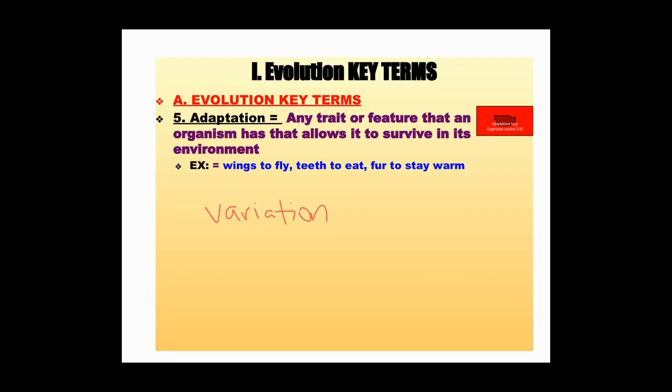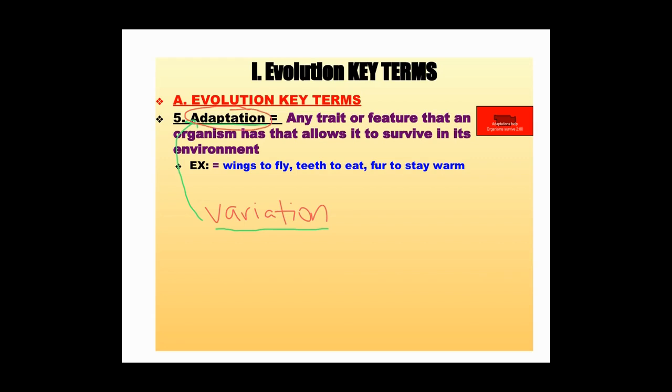Okay, so a very important term in evolution is the term adaptation. Since in a population of organisms there's variation of alleles in the gene pool, therefore there's a variety of traits. Some of these traits can give organisms an advantage. They give them a better chance to survive or reproduce. And any trait or feature that gives you an advantage to survive and reproduce, that's called an adaptation.